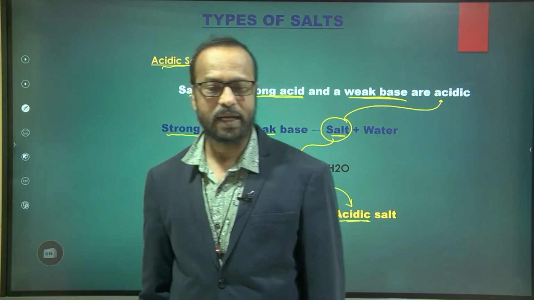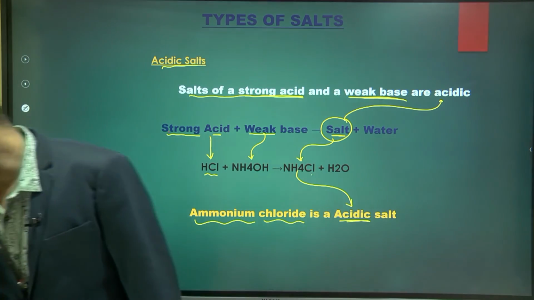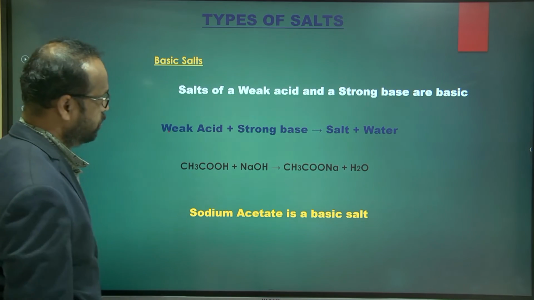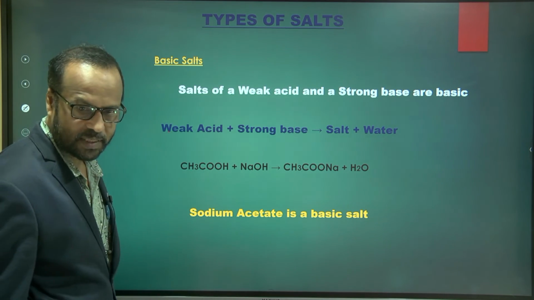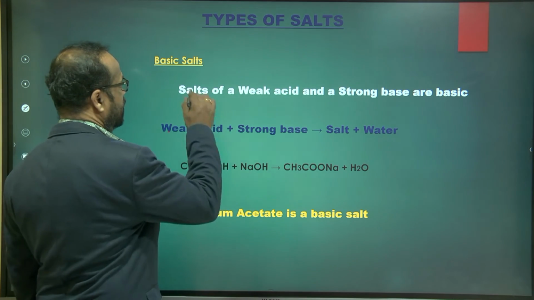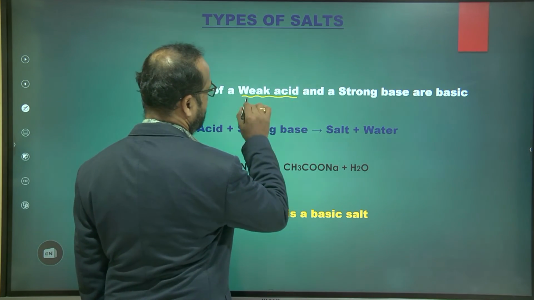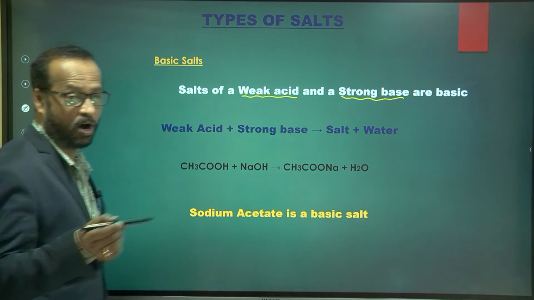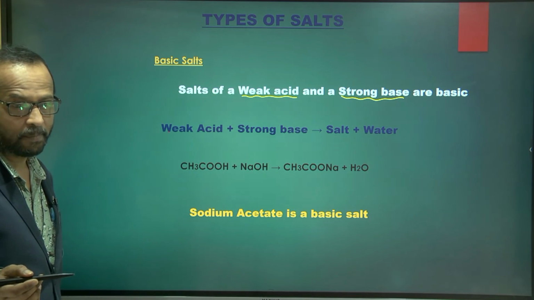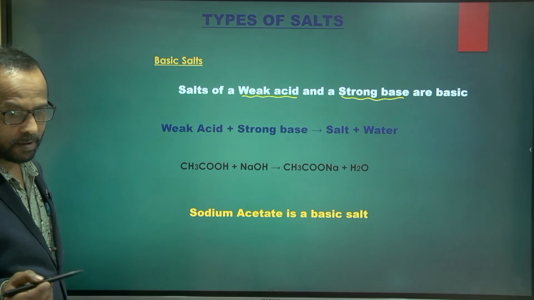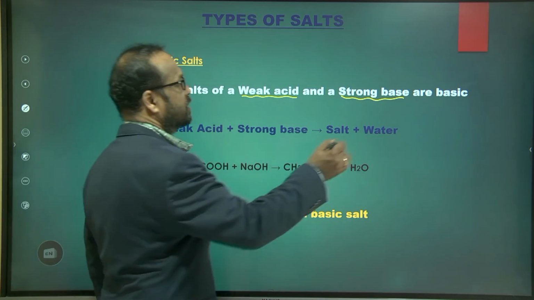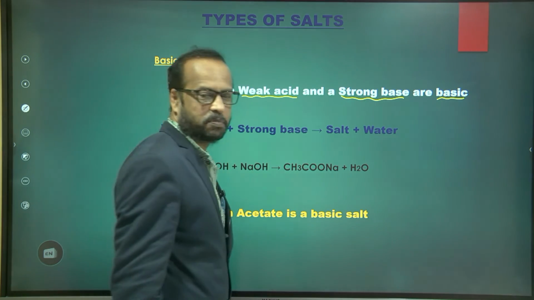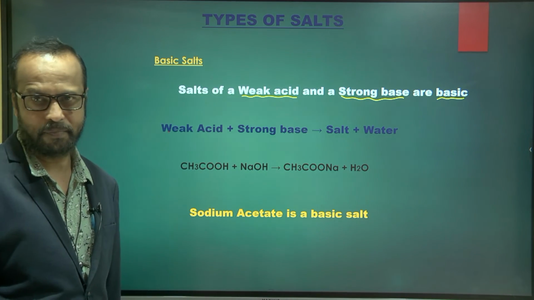So here we next go to the basic salt. So what is basic salt? Chalo, this is the basic salt. As Srinivas said, the basic salt is formed when the acid is weak and the base is strong. So whose power is more here? Base power is more. So that's why the salt is basic. Base power is strong, so the salt formed is basic.